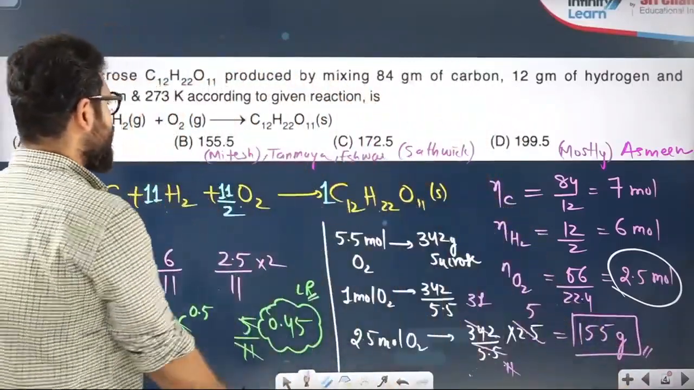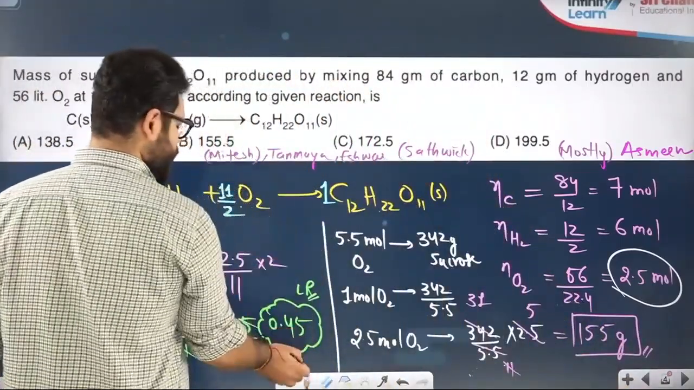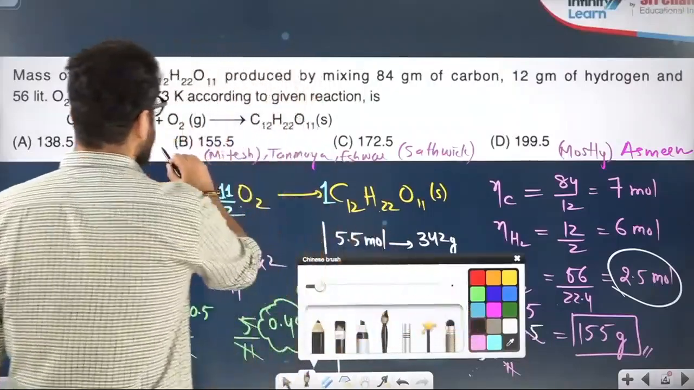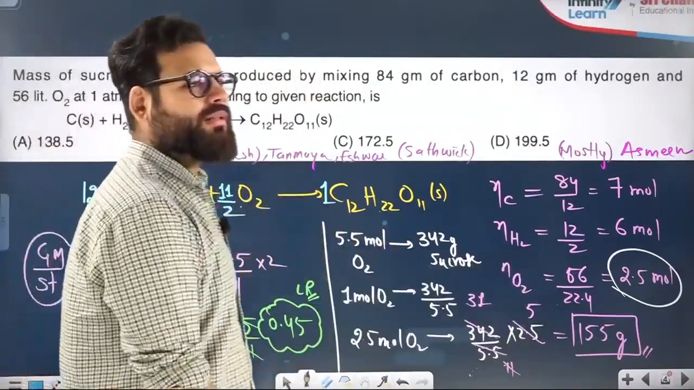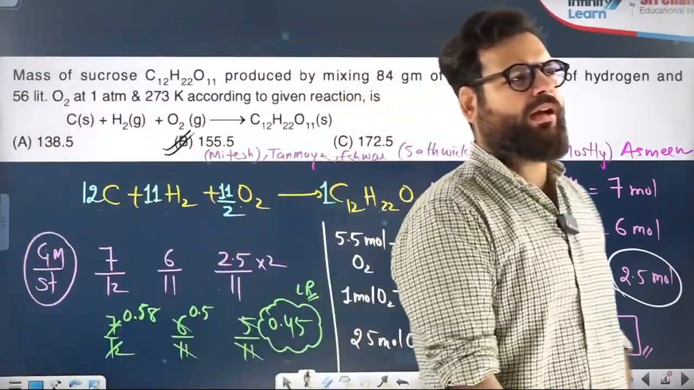155 gram, which is going to be option number 2. It was a good question, but most of you answered it maybe by looking at Google.